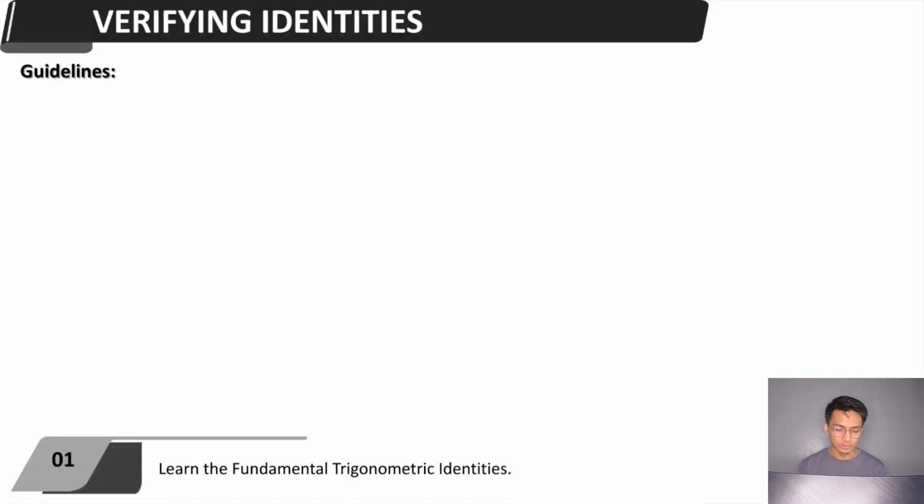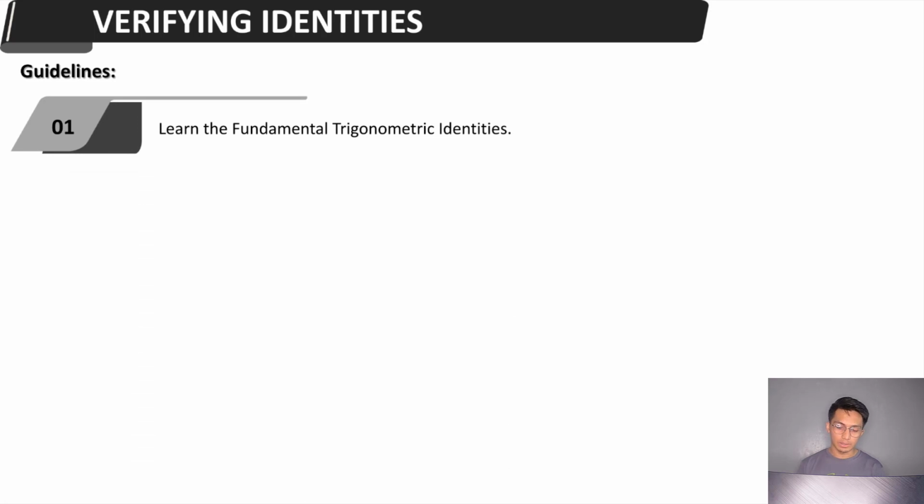We have four main guidelines for verifying identities. Number one, learn the fundamental trigonometric identities. Mahalaga, every time mag-verify tayo or magpo-prove tayo ng different identities, dapat kabisado natin yung basic or fundamental trigonometric identities natin. And whenever we see either side of the fundamental identity, dapat papasok na agad sa isip natin yung kabilang side. For example, pag may nakita tayong Pythagorean identity, let's say sine squared theta plus cosine squared theta is equal to 1.